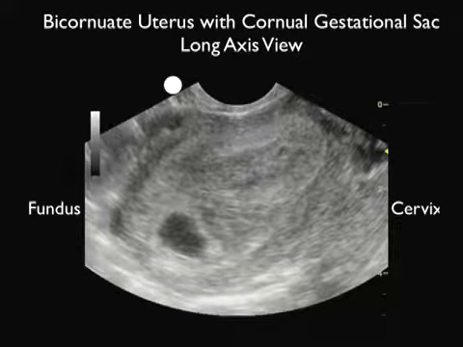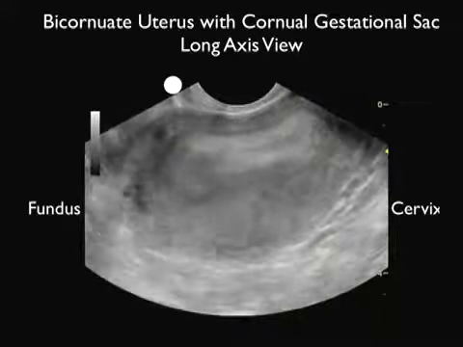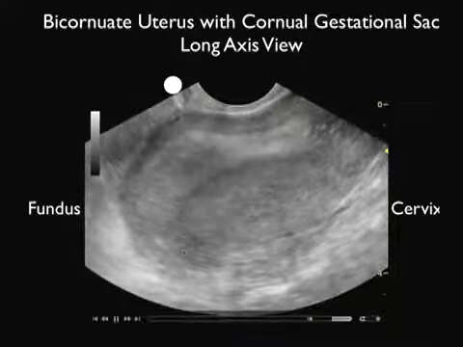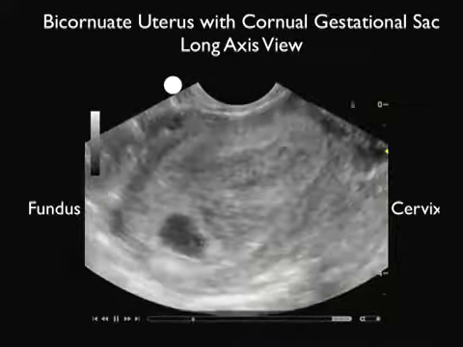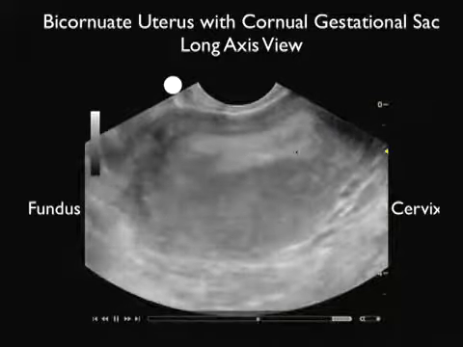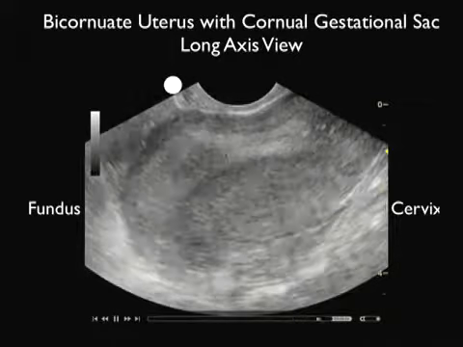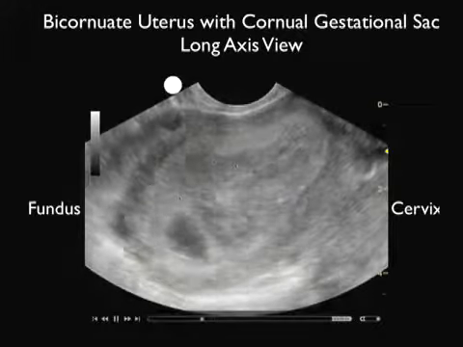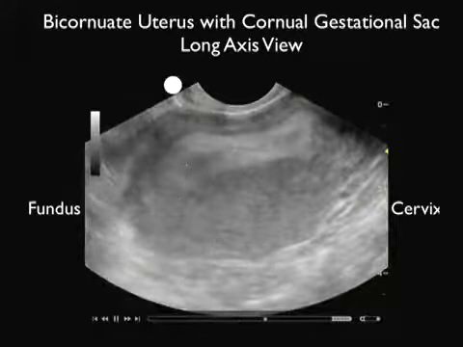Now let's put this into actual video play, and as I scan from the right side to the left side, we can actually see there's the right cornual limb going up the side of the uterus over towards the left, and we can see the left cornual limb going up the leftward part of the uterus.